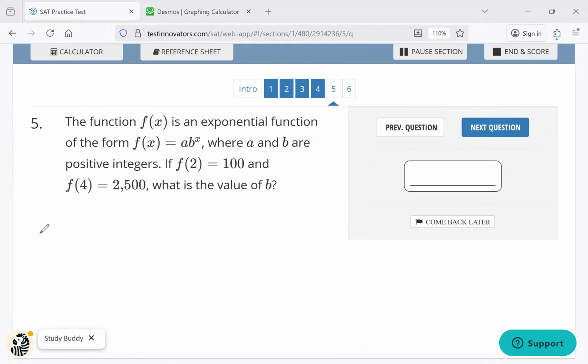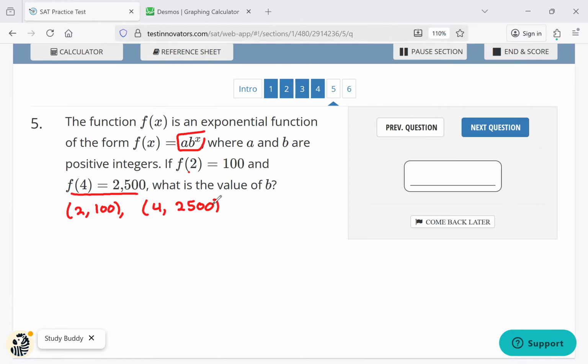Question 5. The function f of x is an exponential function of the form f of x equals a times b raised to the x, where a and b are positive integers. If f of 2 equals 100 and f of 4 equals 2500, what is the value of b? We're dealing with an exponential function because it's in the form y equals ab raised to the x. They give us two coordinates. f of 2 equals 100 is the same thing as 2 comma 100. f of 4 equals 2500 is the same thing as 4 comma 2500.